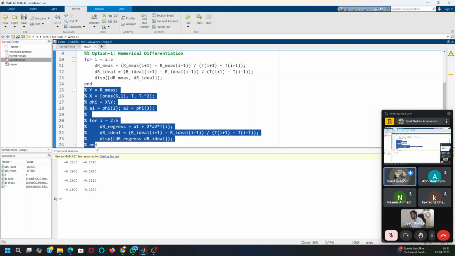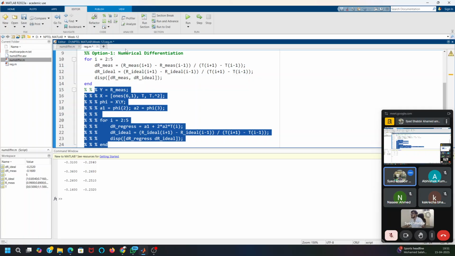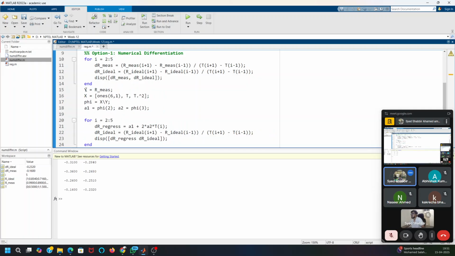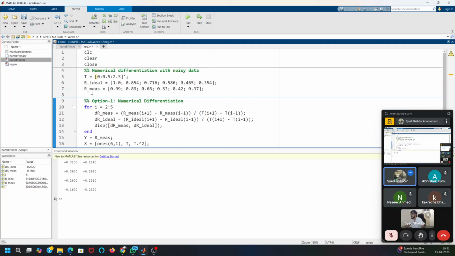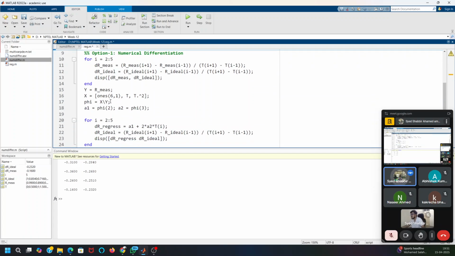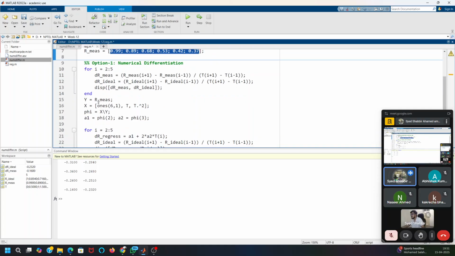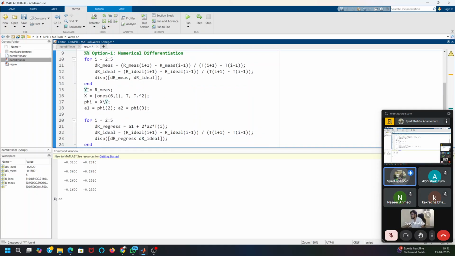We will do regression, and we'll try to fit a curve which best fits these measured values. So we'll see how we do it. We have already seen how to do it.